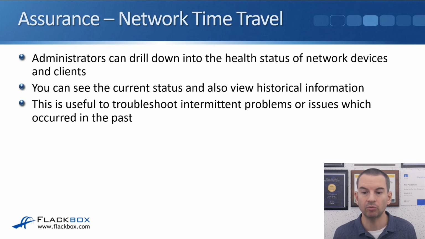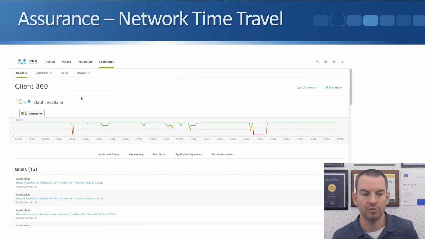So you saw there that you can drill down into the health status of network devices and clients, and as well as seeing what's happening now, you can also view historical information. That's useful to troubleshoot intermittent problems, which are just happening at random times, or issues which occurred in the past. So a screenshot of that, you can see here that we have got a client. So this is a user's end machine, and we can see that they have got intermittent connectivity problems here. So there's been a couple of drops, and you see the time scale on the bottom there. So we can view back what's been happening over time. We can click in here on the timeline, and we can see what the problem is then.